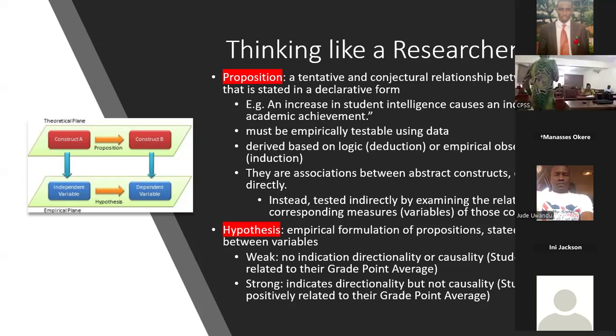So let's now turn those propositions to hypotheses. The proposition we had was that the lower the socioeconomic circumstances of the young people from the household, the higher the tendency to participate in cybercrime. So we now turn that to a hypothesis.